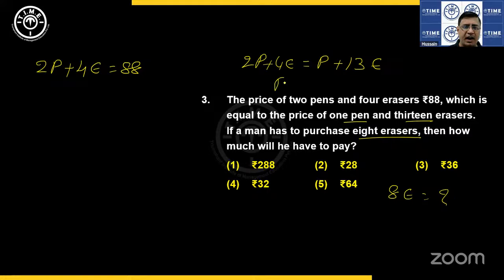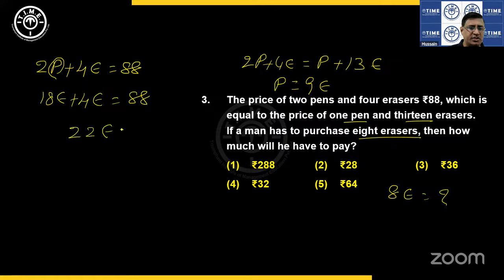By taking P on one side and E on the other side, what is the result? P is equal to 9E. In place of P, substitute 9E. So 9E into 2, that is 18E, plus 4E is equal to 88. Now 22E is equal to 88. The value of E is 4.